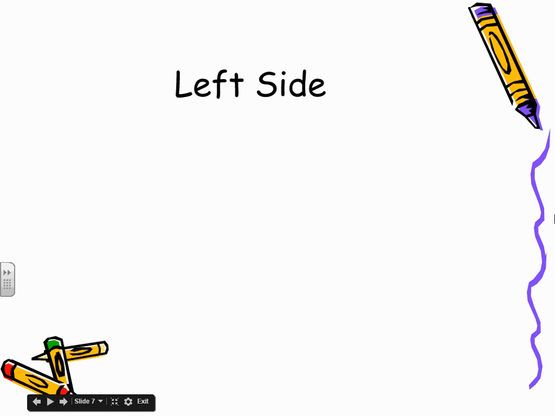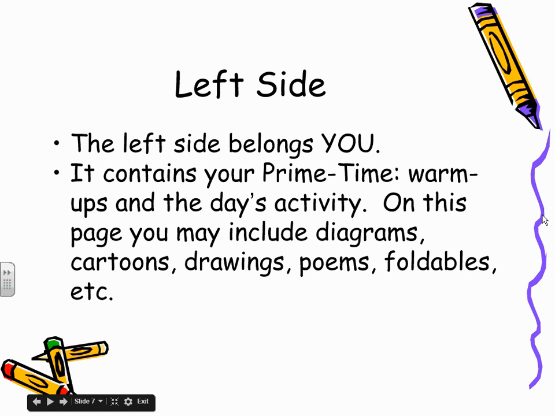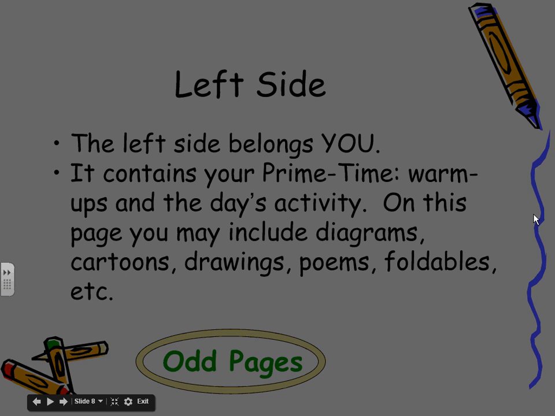Let's talk a little bit more about your left side. Again, this side belongs to you. This is your personal side, and it's going to contain things that maybe come from your prime time. If there are warm-ups placed in class, which will be listed on prime time, any day's activity, assignment that we do, it's an area where you can be creative, where your book actually comes to life, and it shows how you understand what we've discussed and what I've taught you in class. This page is going to include diagrams, cartoons, drawings, poems, raps, songs, foldables, anything that you are able to create to show your learning and I give you instructions with. These are going to be your odd pages, so your page 1, 3, 5, 7, all of those odd numbers are going to be on this side.